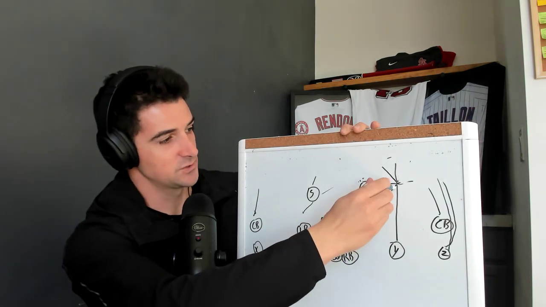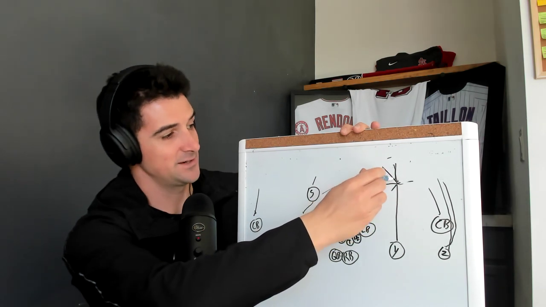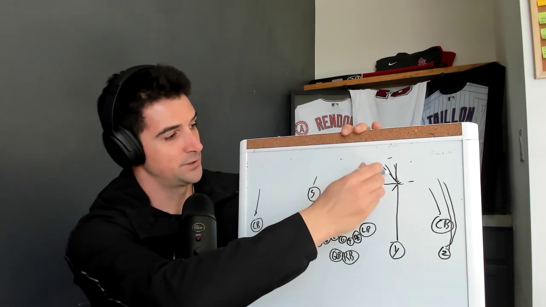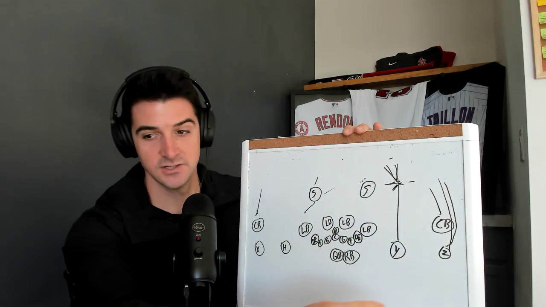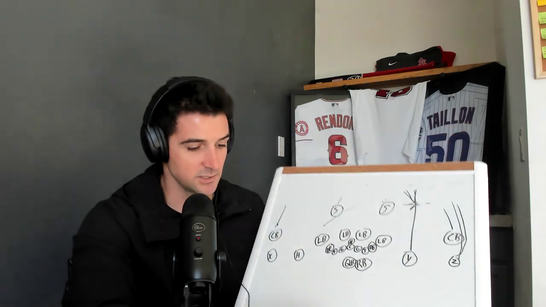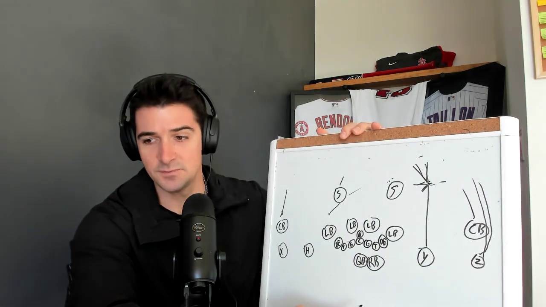Then your only options would probably be seam, post, dig, or sit down, because you wouldn't want them to run into that receiver running a go route, right? Okay, so let's look at a few more options here. Actually, last point here, you can have options on both sides.